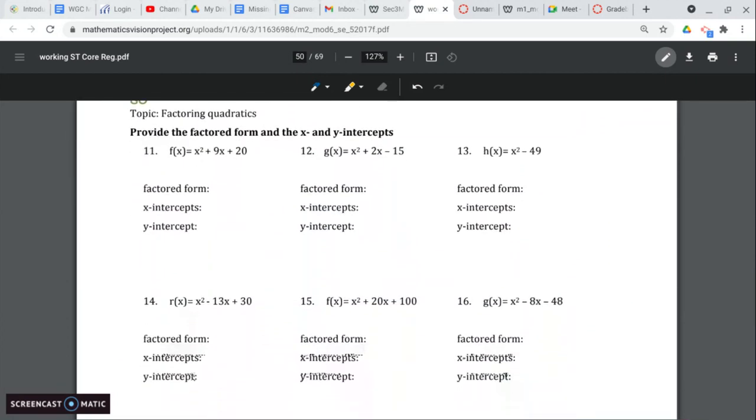All right, the last part is factoring quadratics. So provide the factored form and the x and y intercepts. So we are looking at number 11. What two things multiply to give us 20, add to give us 9? Well, that would be 5 and 4.